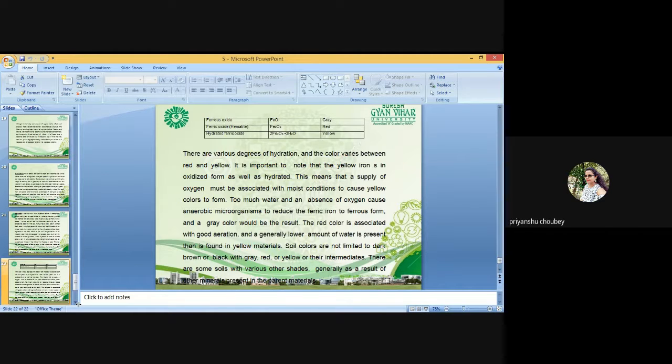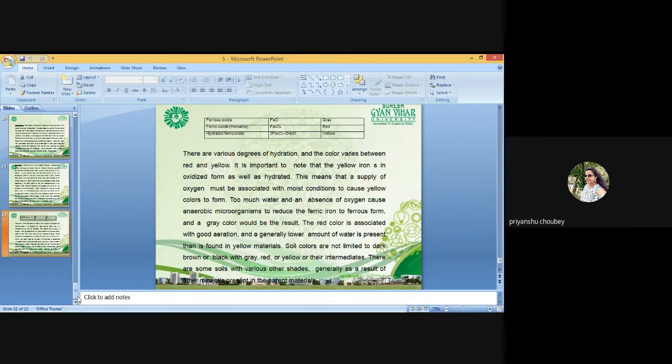The red color is associated with good aeration and generally a lower amount of water than is found in yellow materials. Soil colors are not limited to dark brown and black, with gray, red, or yellow, or they are intermediate. There are some soils with various other shades, generally as a result of other minerals present in the parent material.